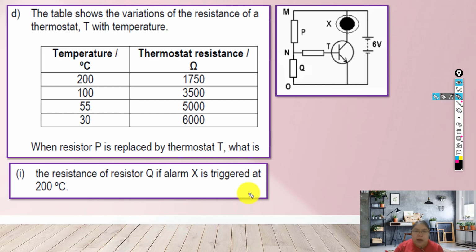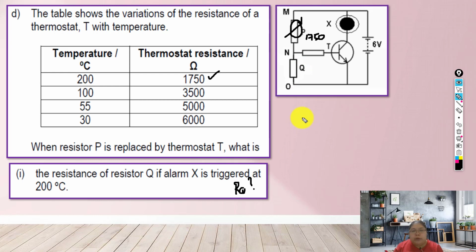So we just drop down first. They want to find Q is how many? If the alarm X is triggered at 200 degrees Celsius, means the alarm X you want to trigger at 200 degrees Celsius, mean this part. 200 degrees Celsius, mean the thermostat, here become thermostat, so I draw again, this one become thermostat like this. So this one is at least is 1750. 1750 means they can trigger the alarm. Now they want to find what is the resistance here.